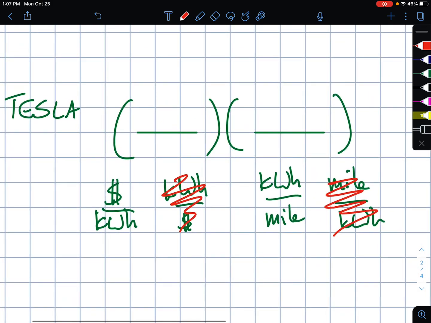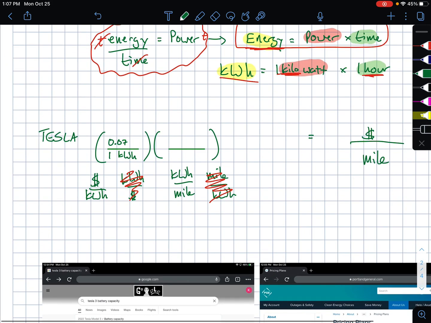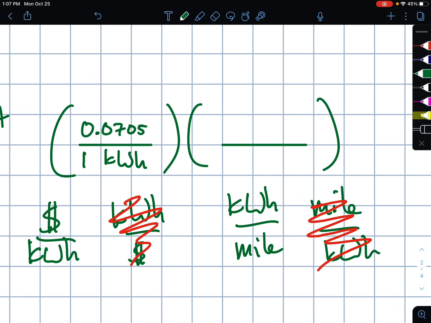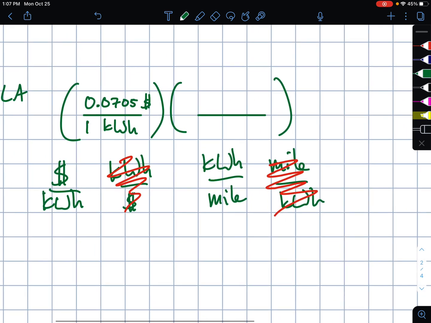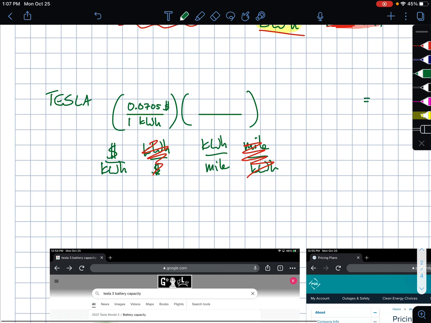So I can come over here and say, I don't want to do that in red, I'm going to do this in green. 1 kilowatt hour is 0.07, let's say 705? Yeah, $0.705, right? That's 7 cents right there to drive 1 kilowatt hour. Now all I've got to do for this Tesla is figure out how many kilowatt hours it takes to drive a mile, or how many miles you can get off of one of them.